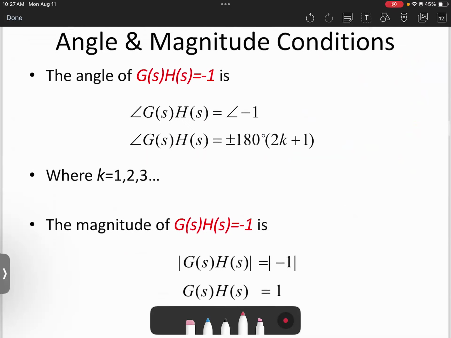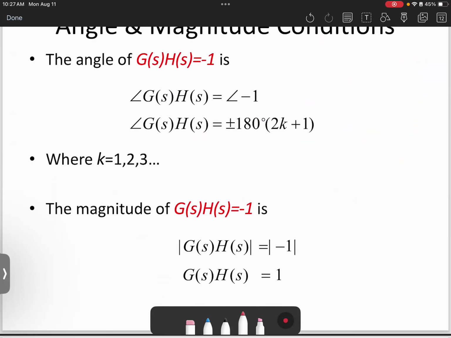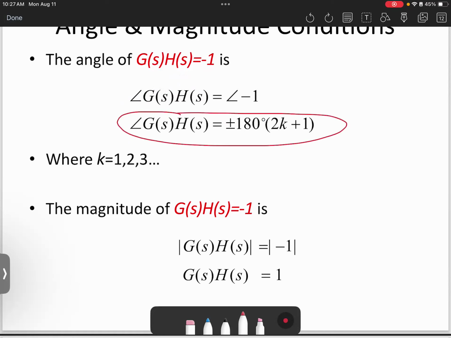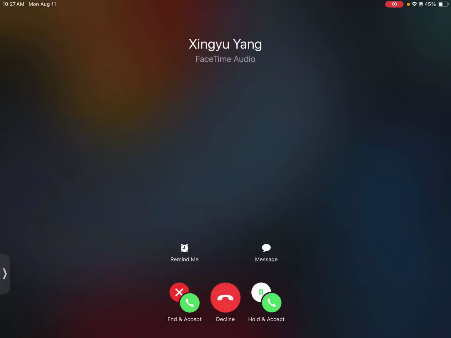So again, we have two conditions, the magnitude condition and the angle condition. The angles of G and H can be summed together, so the first condition, the angle condition, is that the angle of G and H equals plus or minus 180 degrees times 2k plus 1. And the other, the magnitude condition, is that the magnitude of G and H equals 1. These two conditions are very important in root locus.